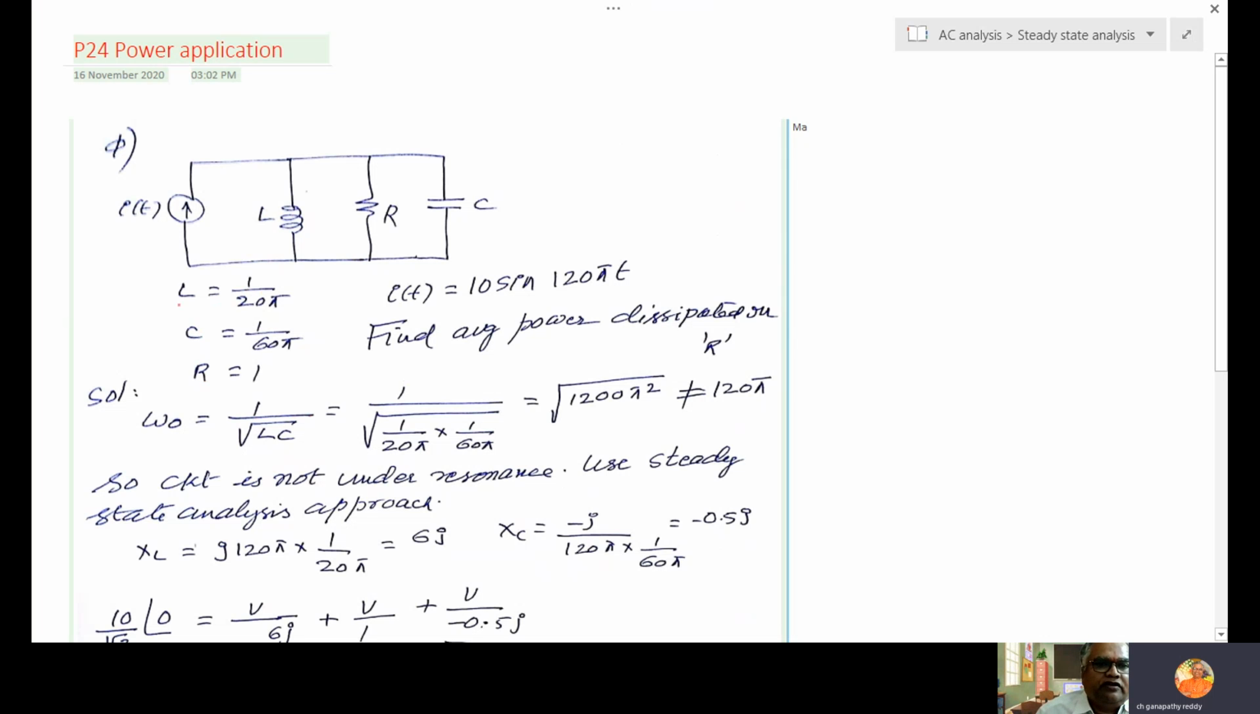Now RLC is given, L is 1 by 20, C is 1 by 60, R is 1. Then i of t is also given. Find average power dissipated in the resistor. Average power, so it's a resonance topic. And what is the resonant frequency? 1 by root LC. Resonant frequency is 1 by root LC, simplify.